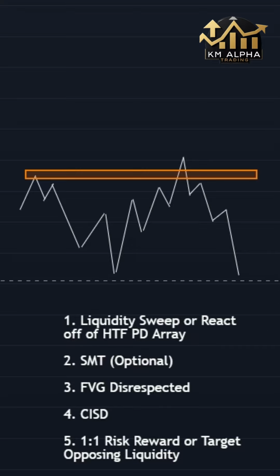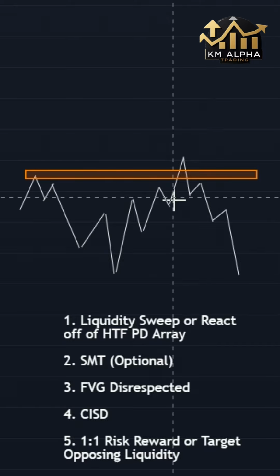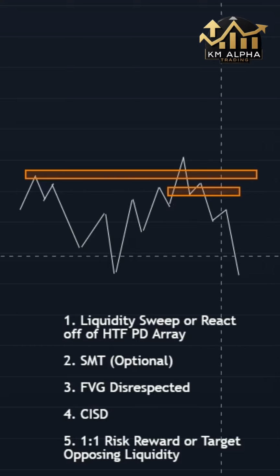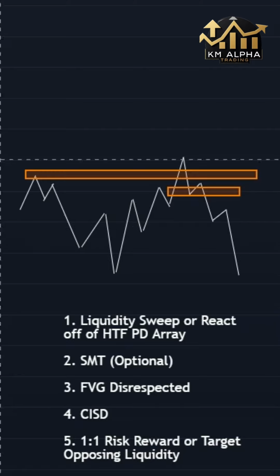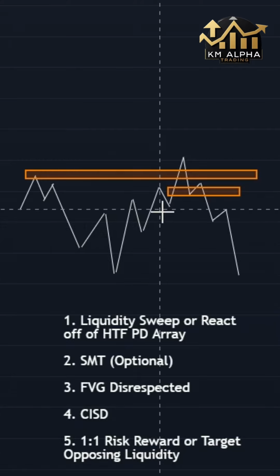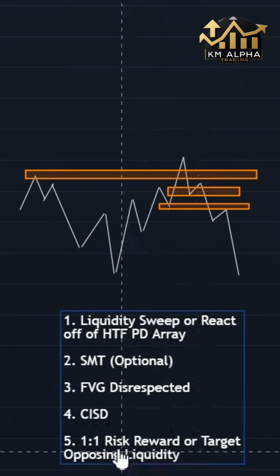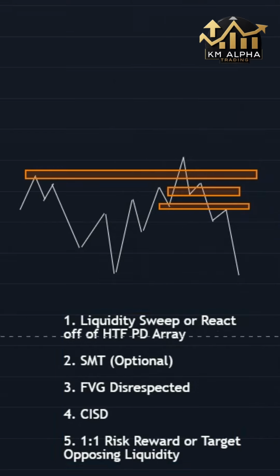And third, we look for a fair value gap getting disrespected. So this is the key step right here. Look for a fair value gap to get broken through, which essentially means a mean reversion or trend exhaustion. And then you look for a change in state of delivery, so that means a higher high or a higher low getting broken. So you can mark it out right at this level right here. Then you look for a one-to-one risk reward or target opposing liquidity.